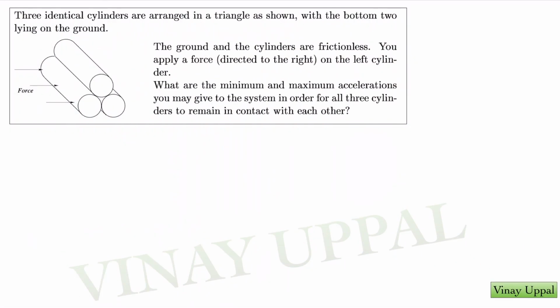So let's do a question. Three identical cylinders are arranged in a triangle as shown with the bottom two lying on the ground. So these are three cylinders. The ground and the cylinders are frictionless, and you apply a force directed to the right on the left cylinder. What is the minimum and maximum acceleration you may give to the system in order for all three cylinders to remain in contact with each other?